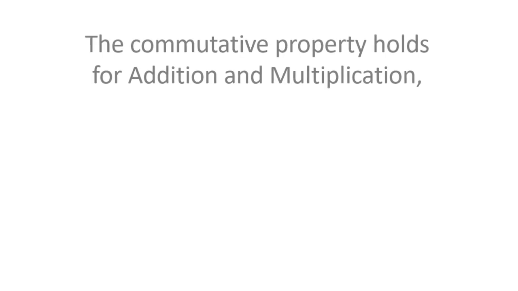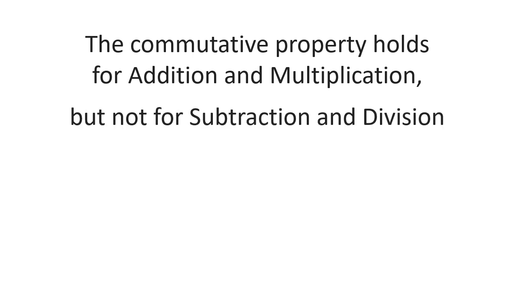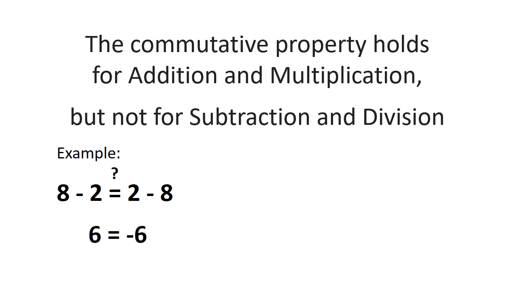The previous examples show that we can apply the commutative property to addition and multiplication. But if we move the position of the numbers in subtraction and division, it changes the problem and therefore changes the answer. Example, is 8 minus 2 equal to 2 minus 8? 8 minus 2 equals 6, while 2 minus 8 equals negative 6. 6 is not equal to negative 6. Therefore, 8 minus 2 is not equal to 2 minus 8.